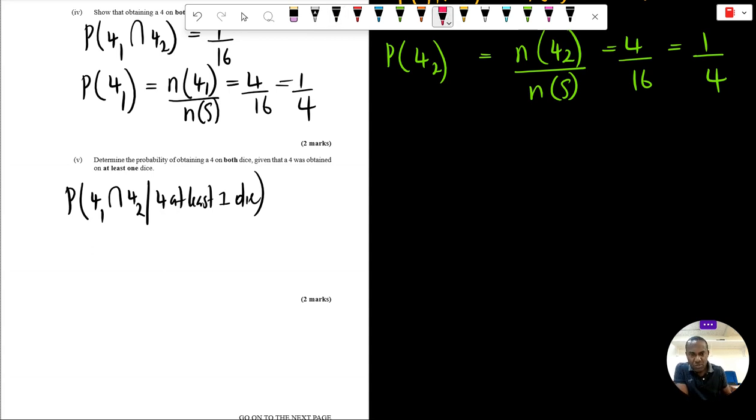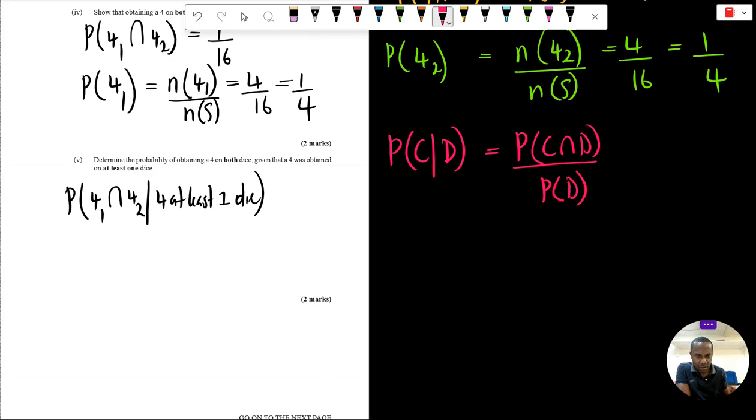Suppose we want to find the probability that some event C occurs, given that D has already occurred. The probability of event C occurring, given that event D has already occurred, is given by the probability of C and D occurring divided by the probability of D occurring, right? Now, how do we translate this to the problem at hand?